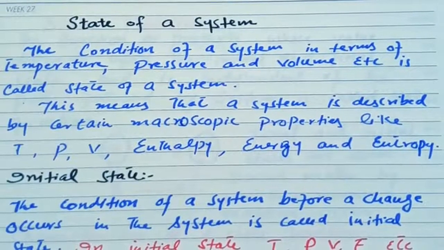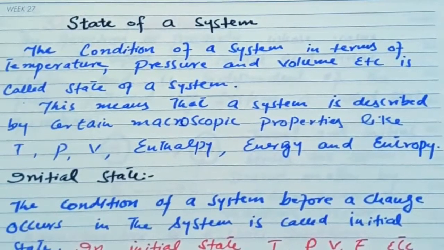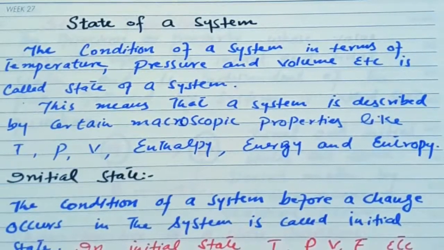State of a system. State of a system is the condition of a system in terms of temperature, pressure and volume etc. It means that a system is described by certain macroscopic properties like temperature, pressure, volume, enthalpy, energy and entropy.